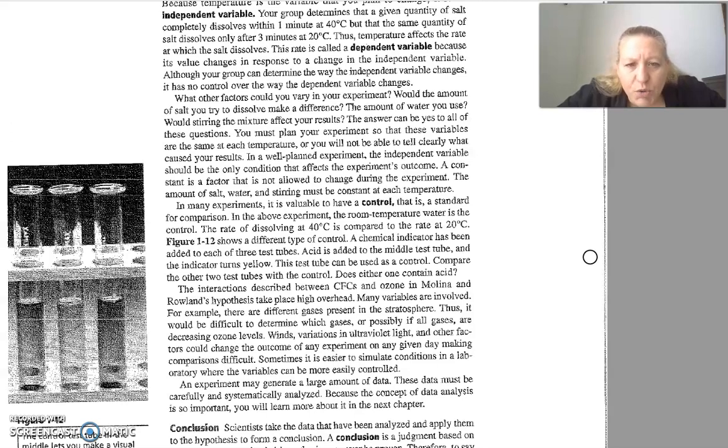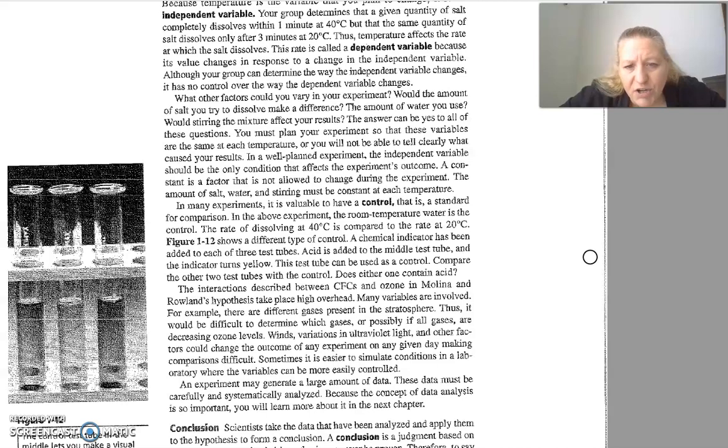Figure 1-2-12 shows a different type of control. A chemical indicator has been added to each of these three test tubes. Acid is added in the middle test tube, and the indicator turns yellow. This test can be used as a control. Compare the other two tests with the control. Does either one contain acid?